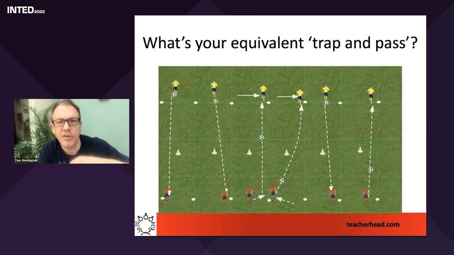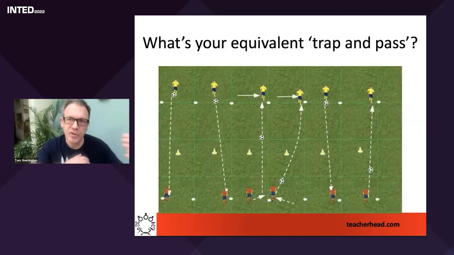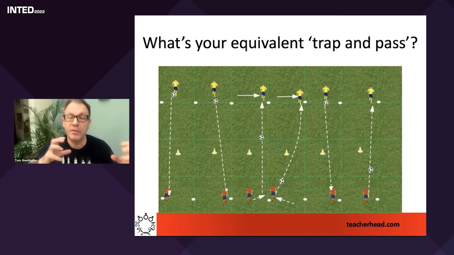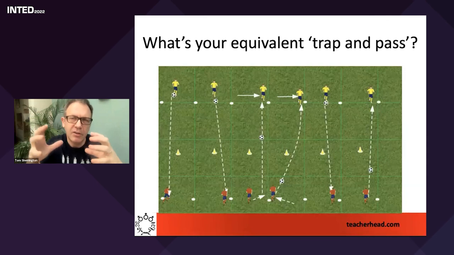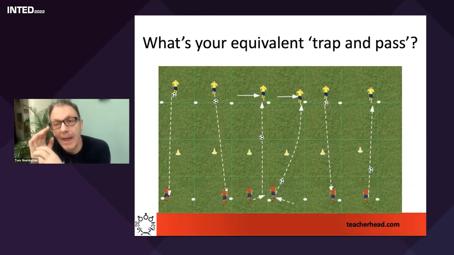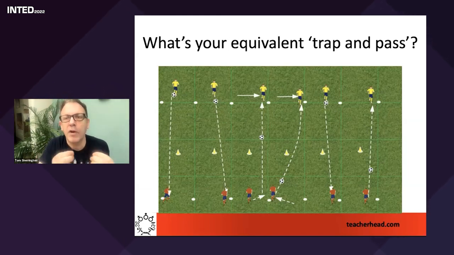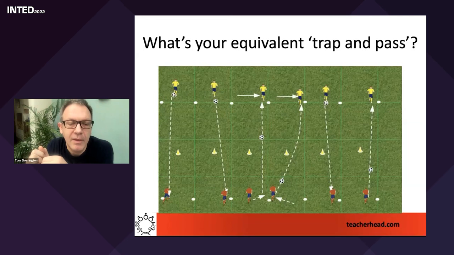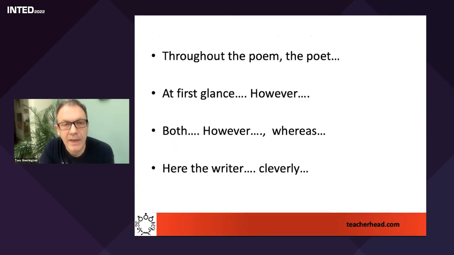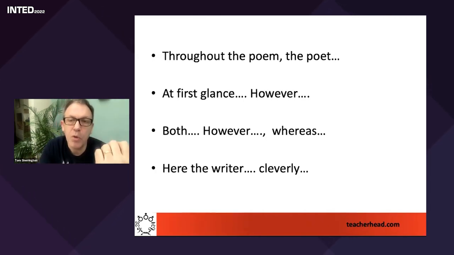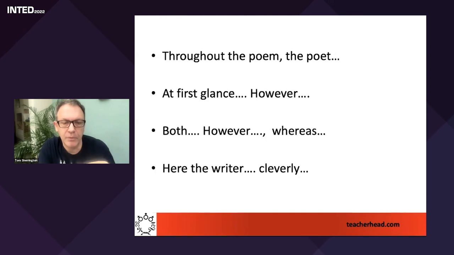So we need to break things down. If you're talking about football, trap and pass, there's lots of specific elements to football which make up the match. We need to deconstruct our curriculum into practicable elements. What can you do over and over again? So in writing, it could be sentences like: throughout the poem, at first glance, both, however, whereas. These are practicable.